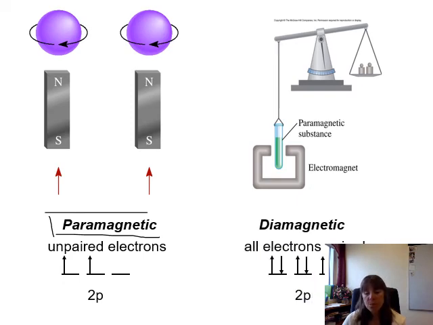Diamagnetic is where all electrons are paired, and that means it will not respond to a magnetic field because all of the little magnets kind of cancel each other out.